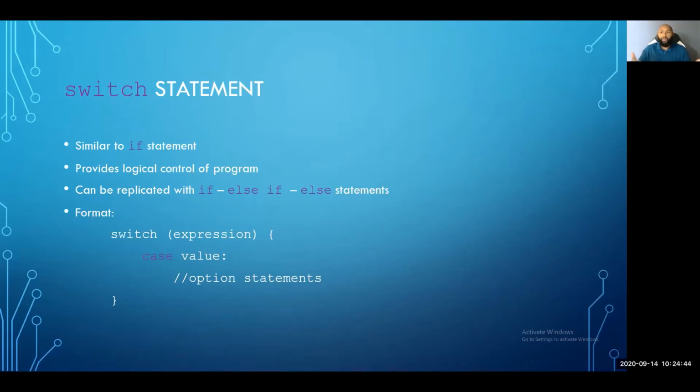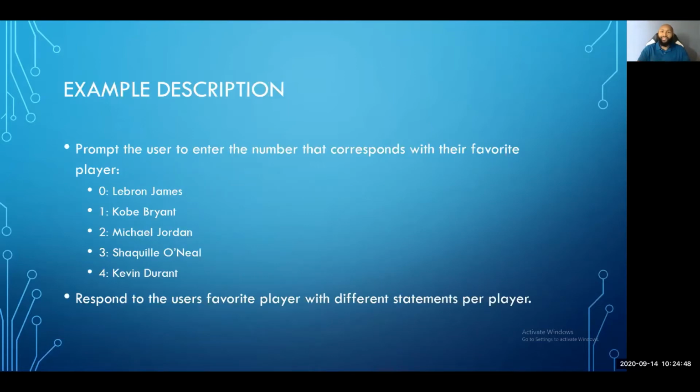So this next example I'm going to show you, it's very relevant to me, right? The example description: prompt the user to enter the number that corresponds with their favorite player. Zero for LeBron, one for Kobe, two for Michael Jordan, three for Shaq, four for Kevin Durant. Again, in programming, we always start at zero. Respond to the user's favorite player with different statements per player, okay? So let's see how we would do this in an if statement.